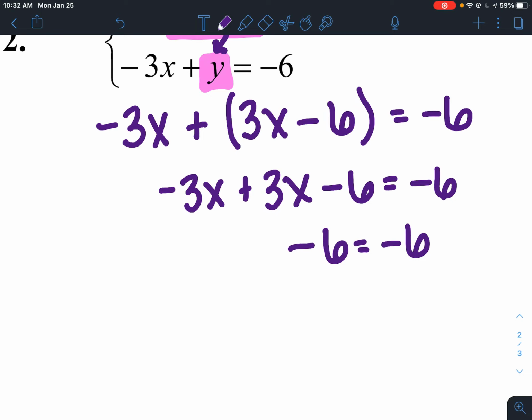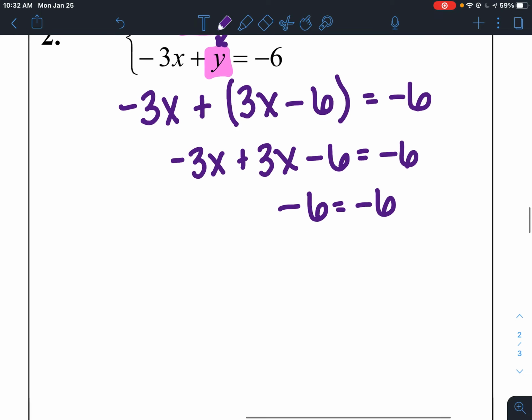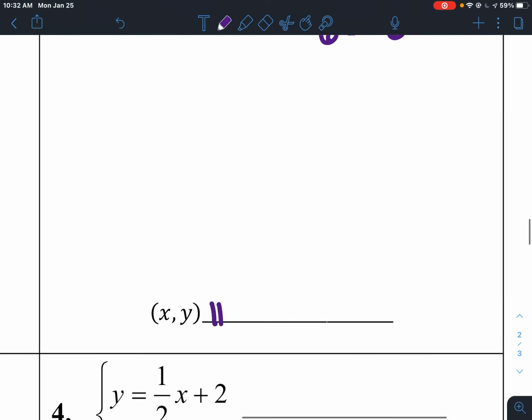This was the identity that they were talking about. So two numbers, they equal each other. That means that there are infinitely many solutions.